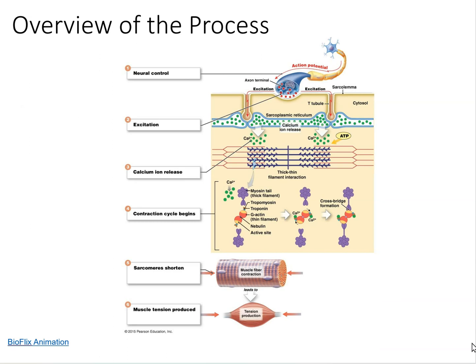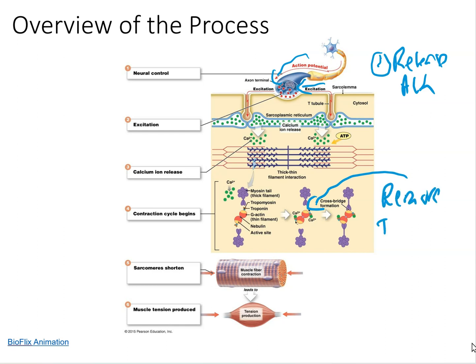So the overview of the whole process here is just that, again, you can see you have your neural first. So we have our action potential coming down. We have calcium coming in. So we need calcium in two places. We need calcium to release acetylcholine, and then we need calcium as well to remove the TT complex.